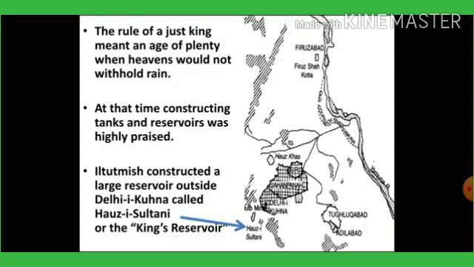At that time, constructing tanks and reservoirs was highly praised. Iltutmish constructed a large reservoir outside Delhi-i-Kuhna called Hauz-i-Sultani, or the King's Reservoir. It is an example of a reservoir.